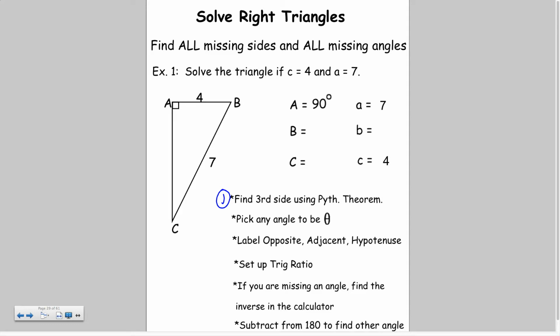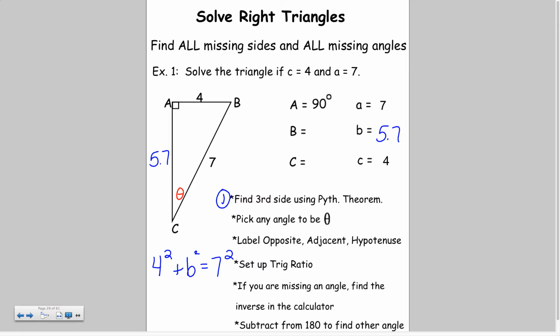So we've got 4 squared plus b squared equals 7 squared. Put that in my calculator, and I get that the missing side is 5.7. So side B is 5.7. Alright, now step 2 says to pick any angle to be theta. Remember, any angle works except for where 90 degrees is. So I'm going to use angle C.